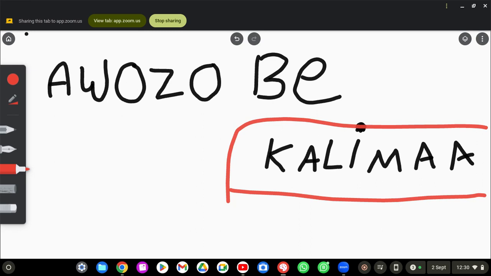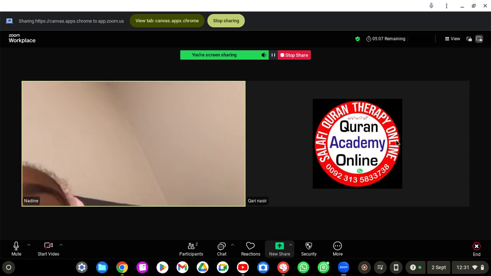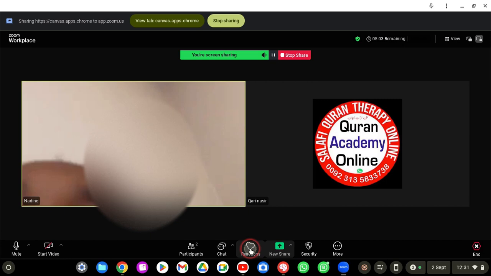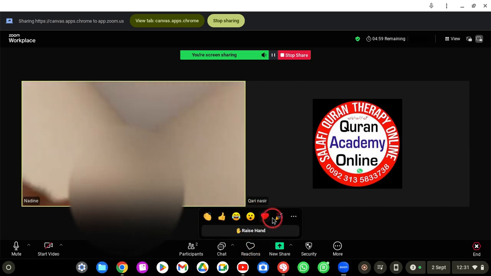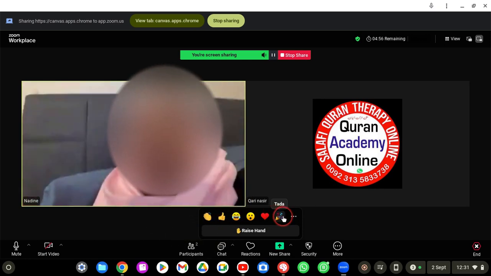Kalama, Kalama. Kalima, Kalima, Kalima. Kalina. Kalima, Kalima, Kalima.